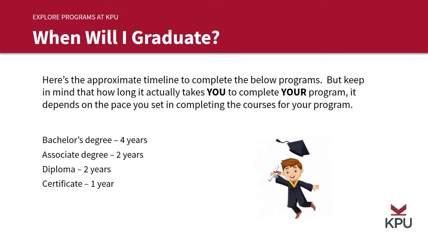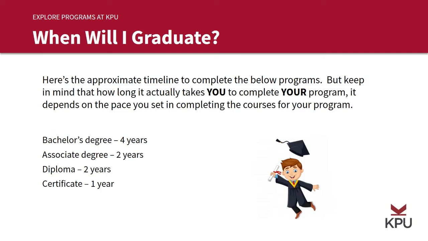So probably this is a question that a lot of you have in mind. After I figure out which program I want to go with, how do I know when I will graduate? Right underneath here, we have some approximation for the timeline, just like what we talked about. A bachelor's degree usually takes about 4 years. Associate degree and diploma programs usually take about 2 years, and certificate programs usually take 1 year.